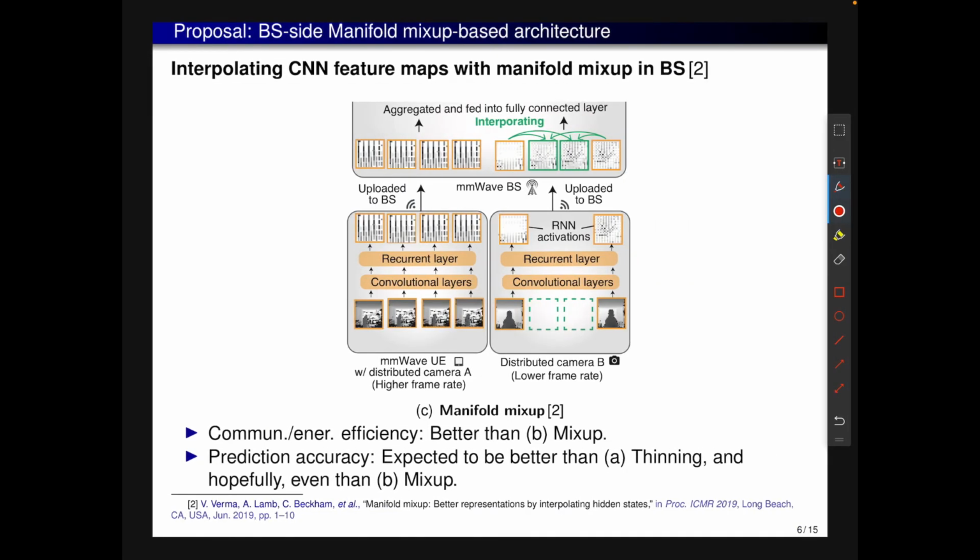Okay, given these two baselines, we propose the base station side manifold mix-up interpolation. The idea is simple. We take interpolation on the base station side. That is, we interpolate image features on the base station side. This achieves intermediate communication and energy efficiency because, unlike mix-up, we don't interpolate the raw images on the camera side. And hopefully the prediction accuracy is better than thinning and better than mix-up, which is evaluated from the next slide.